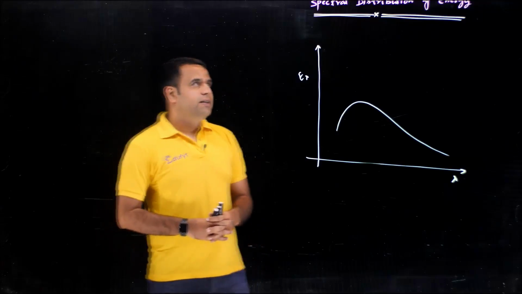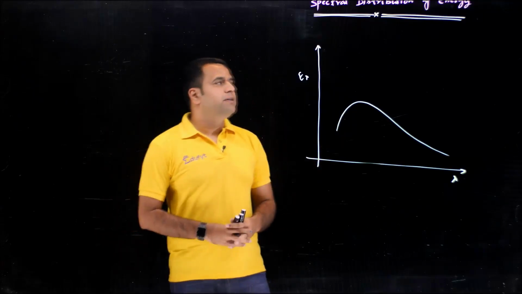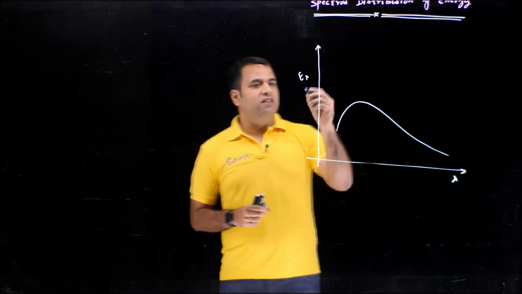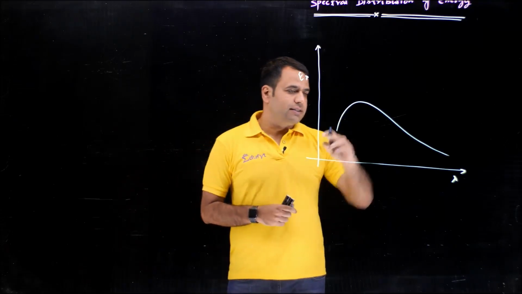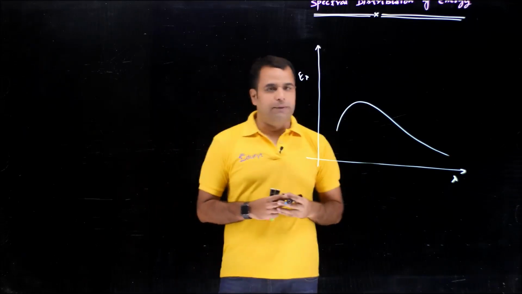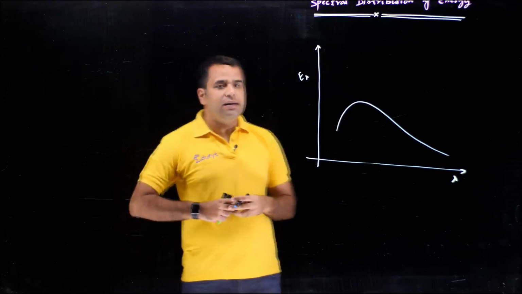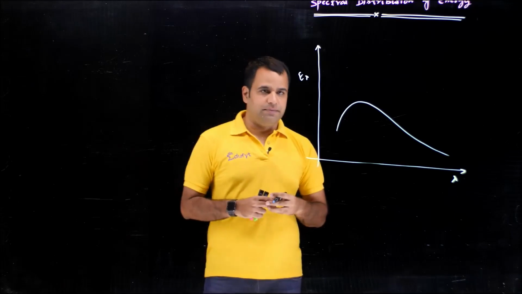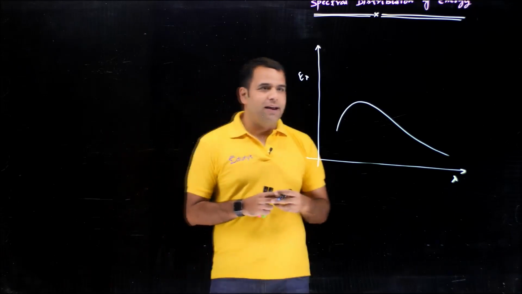Hello. So now we'll study the spectral distribution of energy. When we plot the graph between E lambda and lambda, this kind of graph we get. One by one we'll study. What is E lambda? E lambda is energy per unit second per unit wavelength. So let's discuss this more.